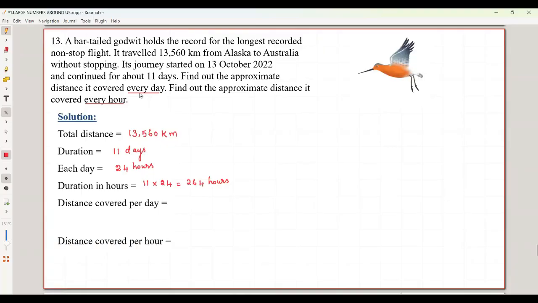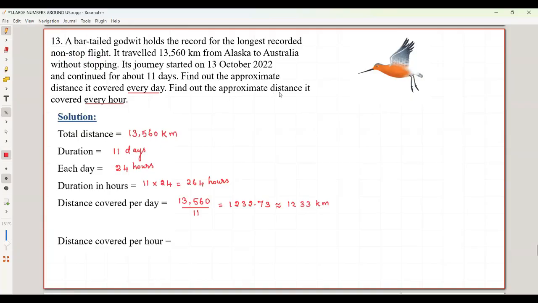Per day means they are first asking the distance covered per day. That means 560 divided by 11 days. If you just divide it, you will be getting 1,232.73. This is approximately, we can take it as 1,233 kilometers. This is for finding how many days.